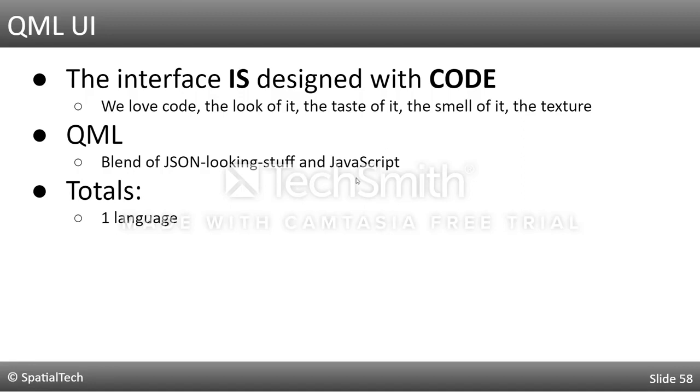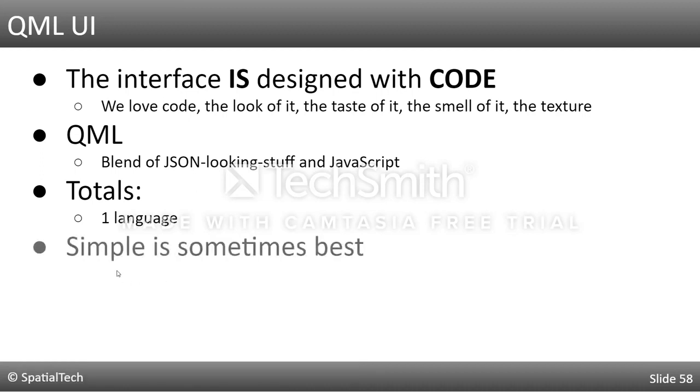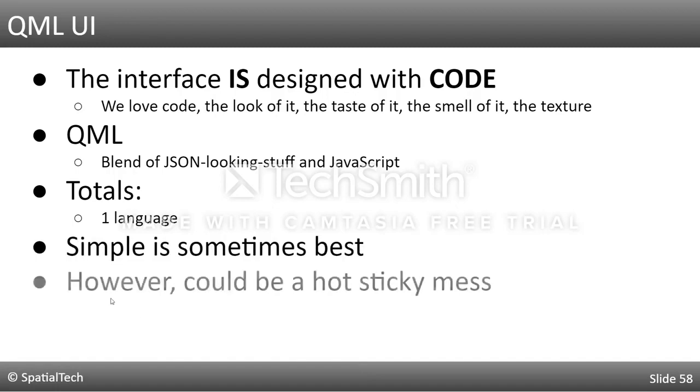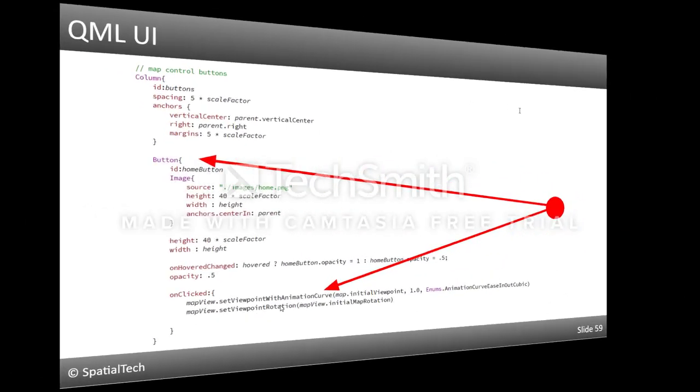But if you spend any time in the JavaScript world, you're going to run into JSON. So you typically pick up JSON through osmosis, right? Simple is sometimes best. However, it could be a hot, sticky mess. Like I said, we could be going back to spaghetti code real quick and that sort of thing.